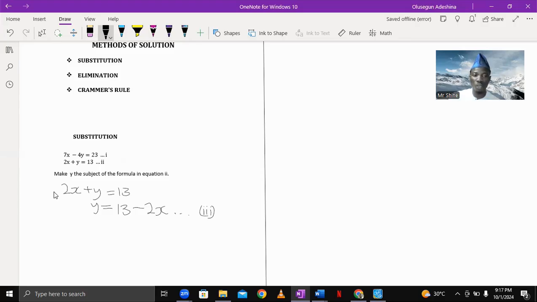So we can't put it into equation 2 anymore. It's not going to give us any results. We derived this from equation 2, then this new expression will be used in equation 1. So let's go. All right, so we are using this new value of y in equation 1. So equation 1 says 7x minus 4y equals 23. So wherever we see y, we replace it with 13 minus 2x.